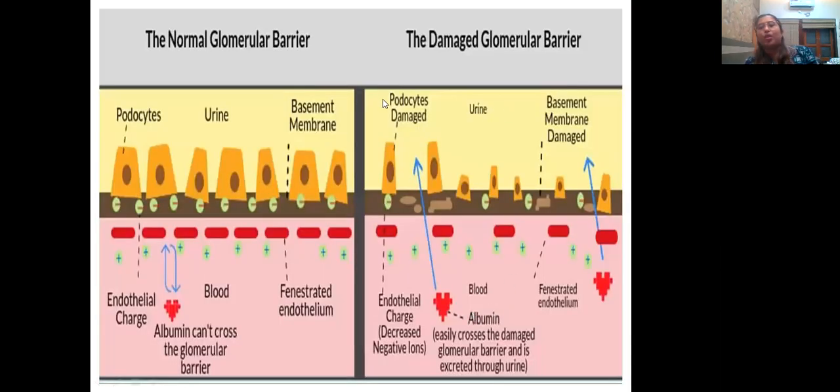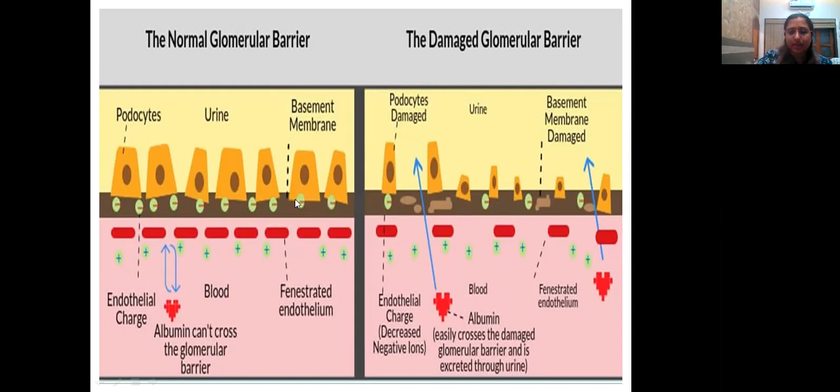So this is what I want to explain. This is the normal glomerular barrier. And the normal glomerular barrier consists of the glomerular basement membrane. So this side is the capillary side. This is the capillary endothelium. This is the glomerular basement membrane, and adjacent to it are the podocytes.